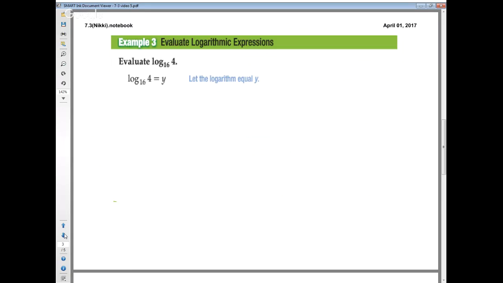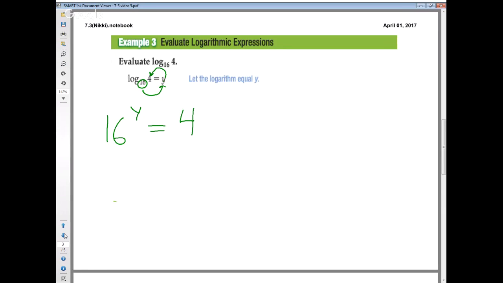So let's say for this one, we have log base 16 of 4, and it's going to be set equal to y. And we want to figure out what y is equal to. So to start off, let's use the loop method to help us rewrite this as an exponential. We started off with 16, so 16 gets written first. The y came second, so the y gets written second. And the last thing that got written was a 4.